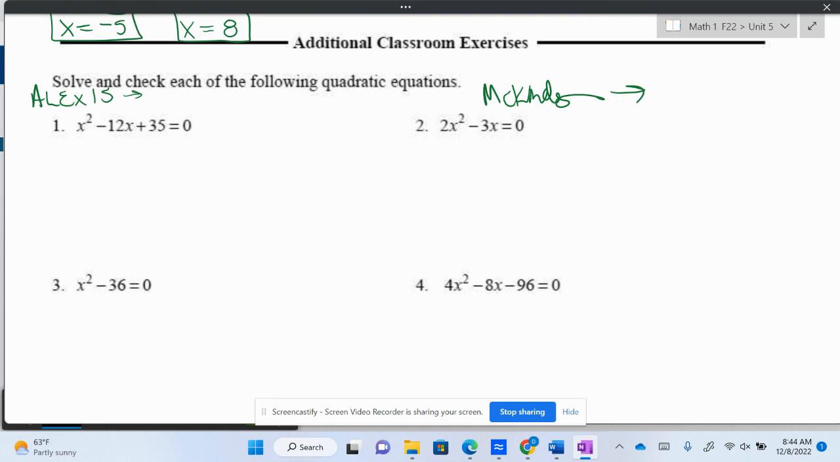Okay. Macy, pick 4 people. Okay. Macy, you guys are going to be on this side of the board, doing number 3, right here. Number 4.